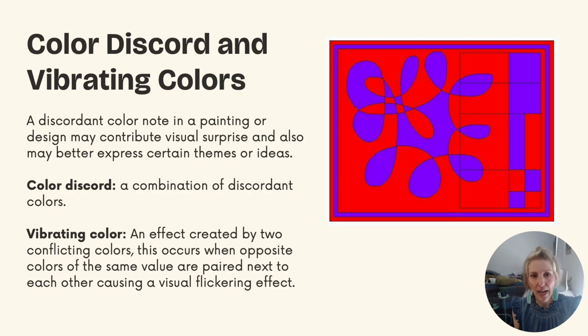We talked a little bit about vibrating colors. It appears here. When we think about discordant colors, so a discordant color note in a painting or design may contribute kind of a visual surprise. It may have a different sensation, and sometimes it's used to express a really particular idea. So color discord is a combination of discordant colors, colors that don't go together. Vibrating color, again, is that effect created by two conflicting colors that occur when opposite colors of the same value are paired next to each other, causing that visual flicker effect.